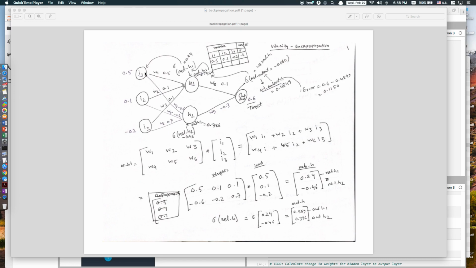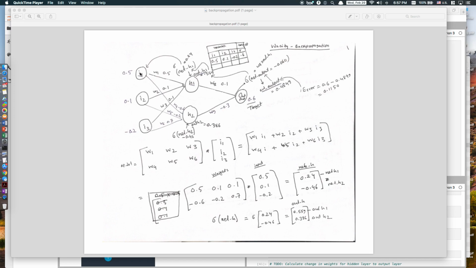So first we'll calculate the hidden node value. For h1 we'll calculate it like this: w1 i1 plus w2 i2 plus w3 i3. These are all the weights, and these are all the variable values. So in matrix multiplication we will get this.